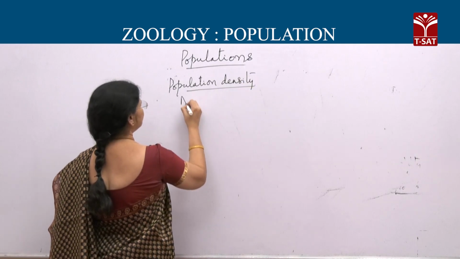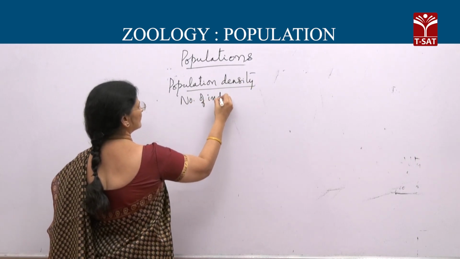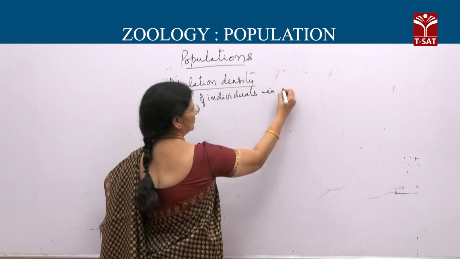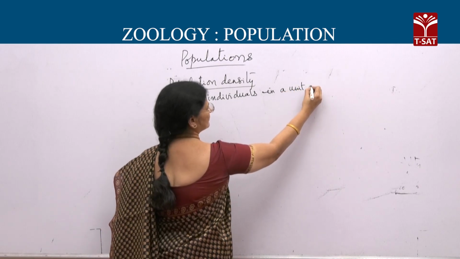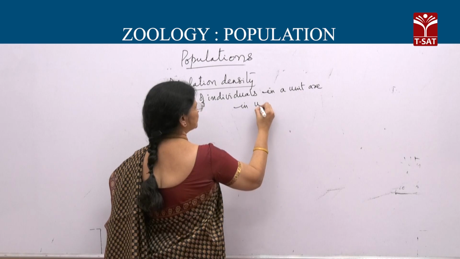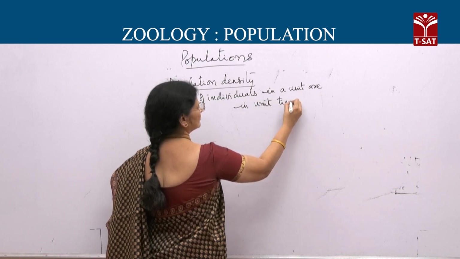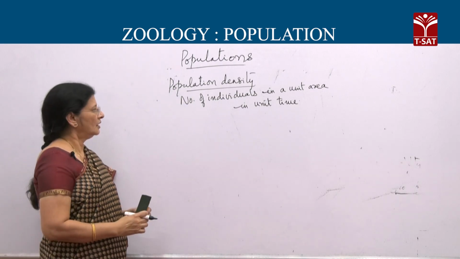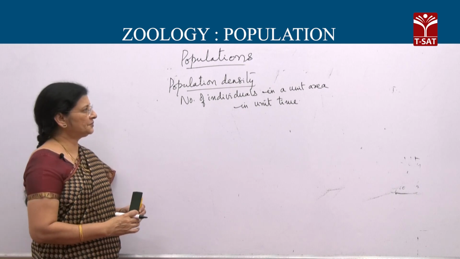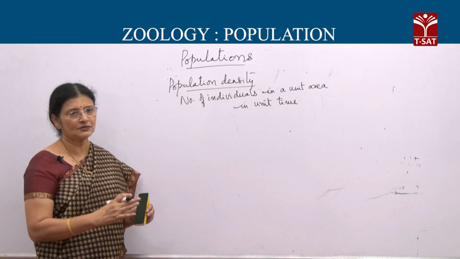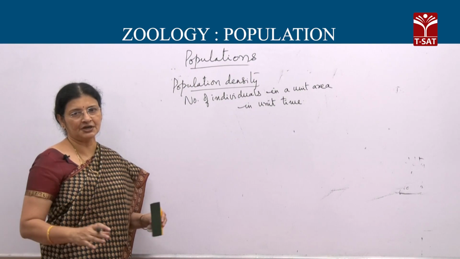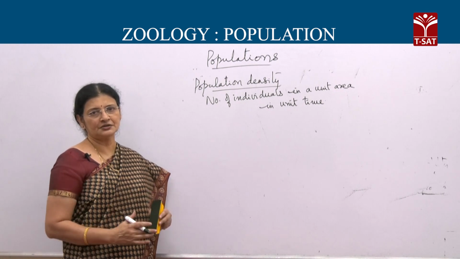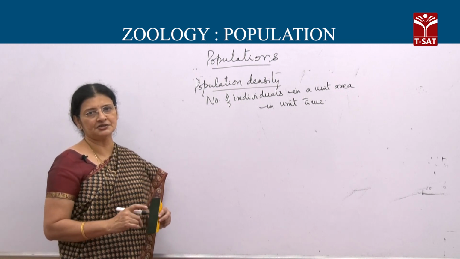Density is the number of individuals in a unit area in unit time. This is called population density. Generally, population density we represent as numbers. Suppose you take a particular 100 square meters area. There are 100 rabbits in 1 year time. Like that we calculate the density.